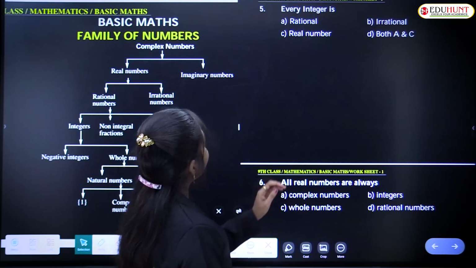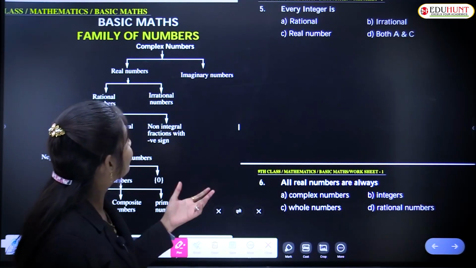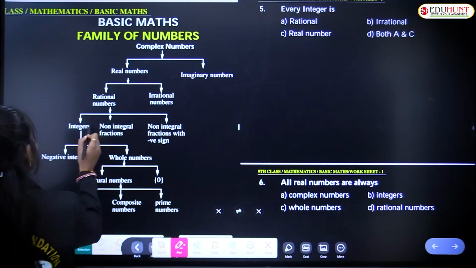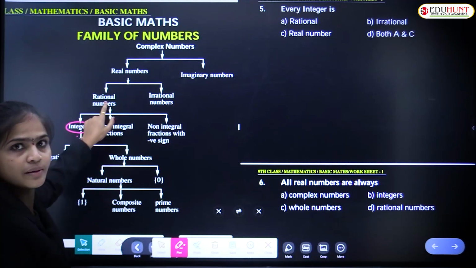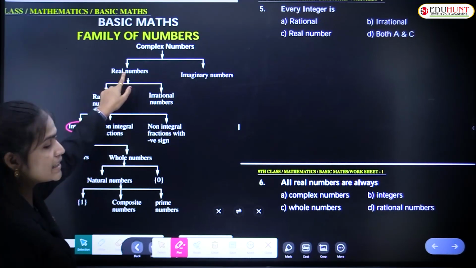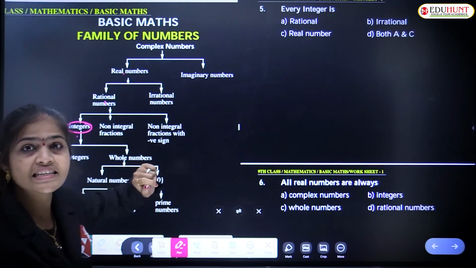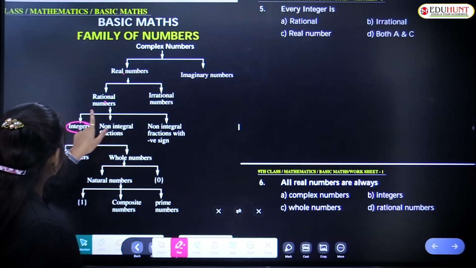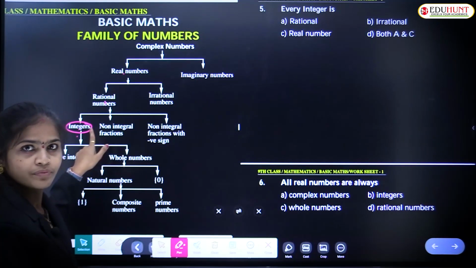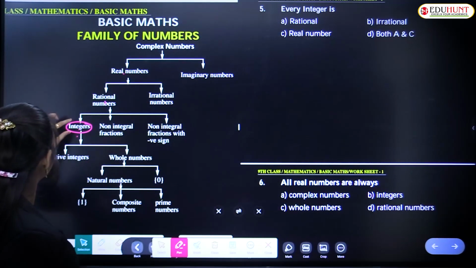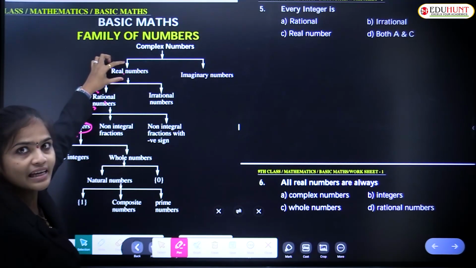Okay, see here. Every integer is... Here they are saying about integers. Where can we say integers? Here integers are there. So every integer is a rational number. And every rational number is a real number. But another option they gave, option B, is irrational numbers. But there is no link between irrational numbers and integers. Those two are different. So here integers are in rational numbers, which are in real numbers.